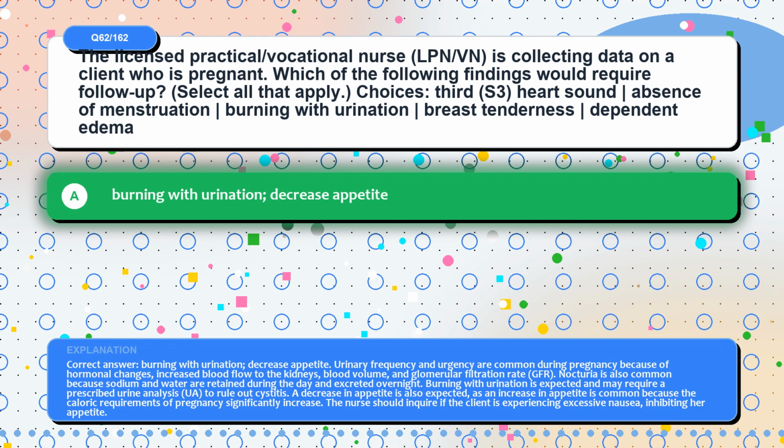Urinary frequency and urgency are common during pregnancy because of hormonal changes, increased blood flow to the kidneys, blood volume, and glomerular filtration rate (GFR). Nocturia is also common because sodium and water are retained during the day and excreted overnight. Burning with urination is not expected and may require a prescribed urinalysis (UA) to rule out cystitis. A decrease in appetite is also unexpected, as an increase in appetite is common because the caloric requirements of pregnancy significantly increase. The nurse should inquire if the client is experiencing excessive nausea, inhibiting her appetite.